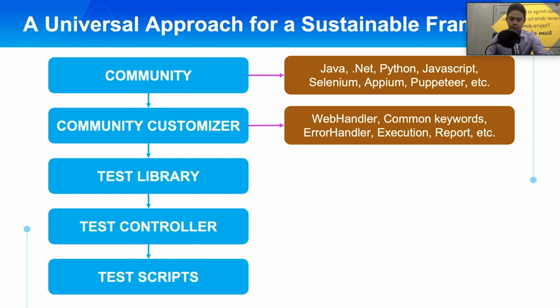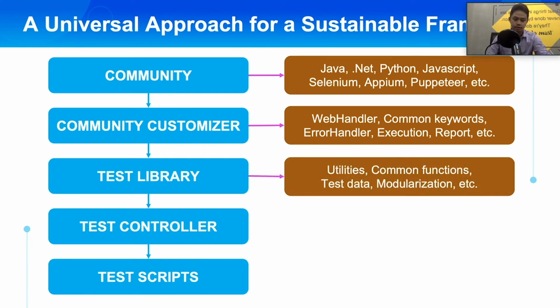Next, in the test library layer, you need to build the utility. This is to support the testing activity throughout your project. Then you need to build common functions to be reused across projects, and also provide some crucial capabilities such as test data or modularization, depending on the needs of your project.